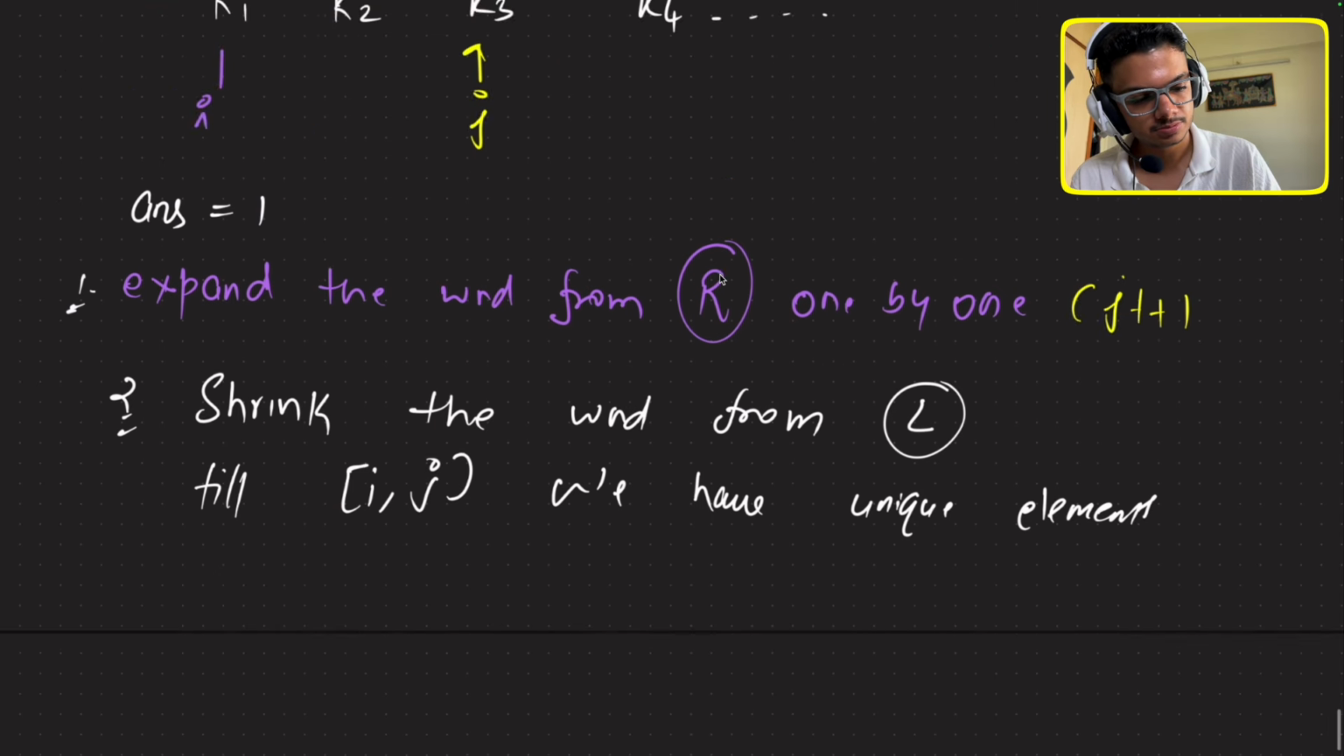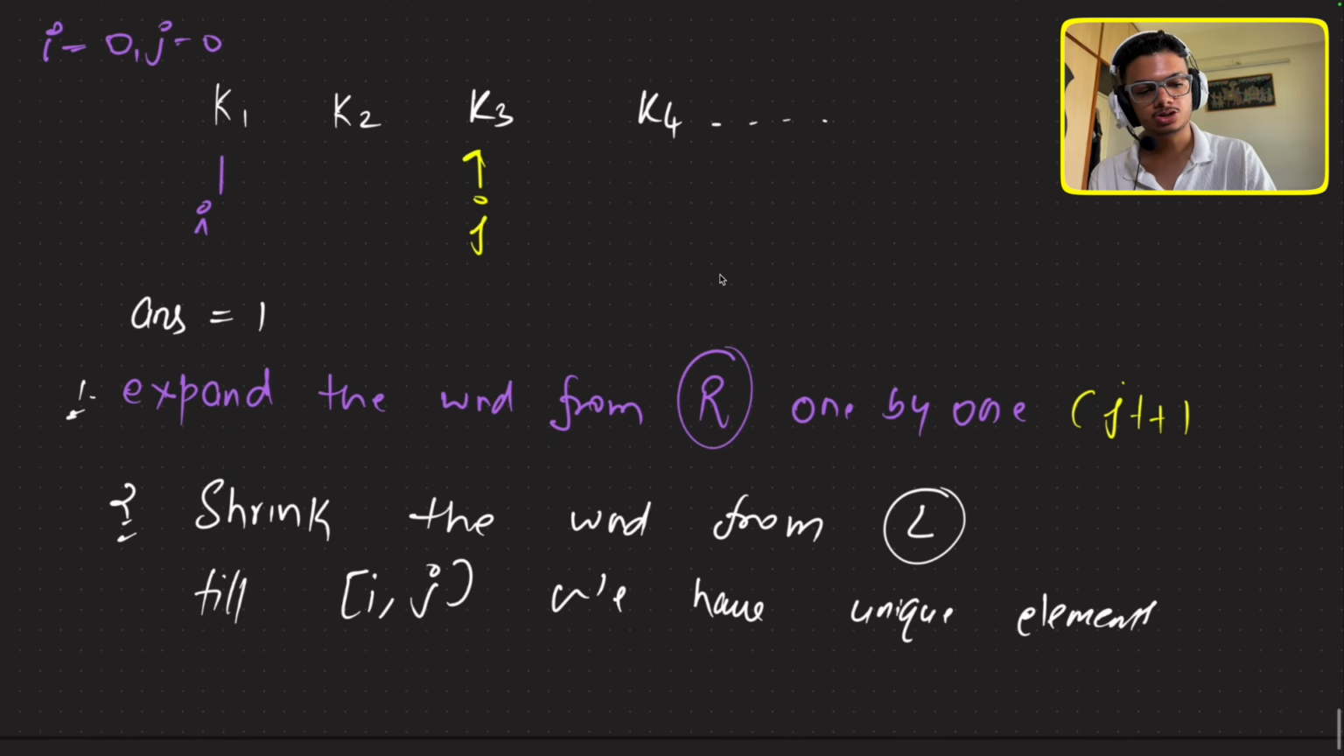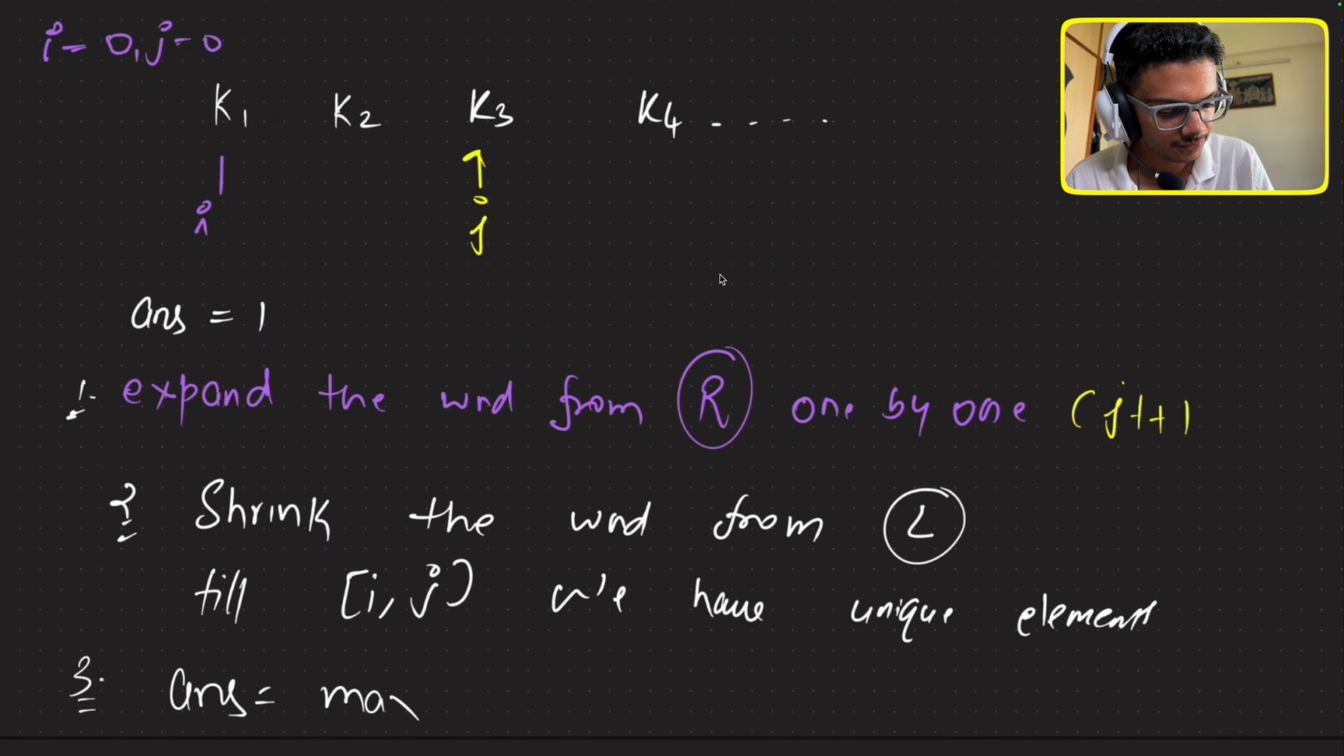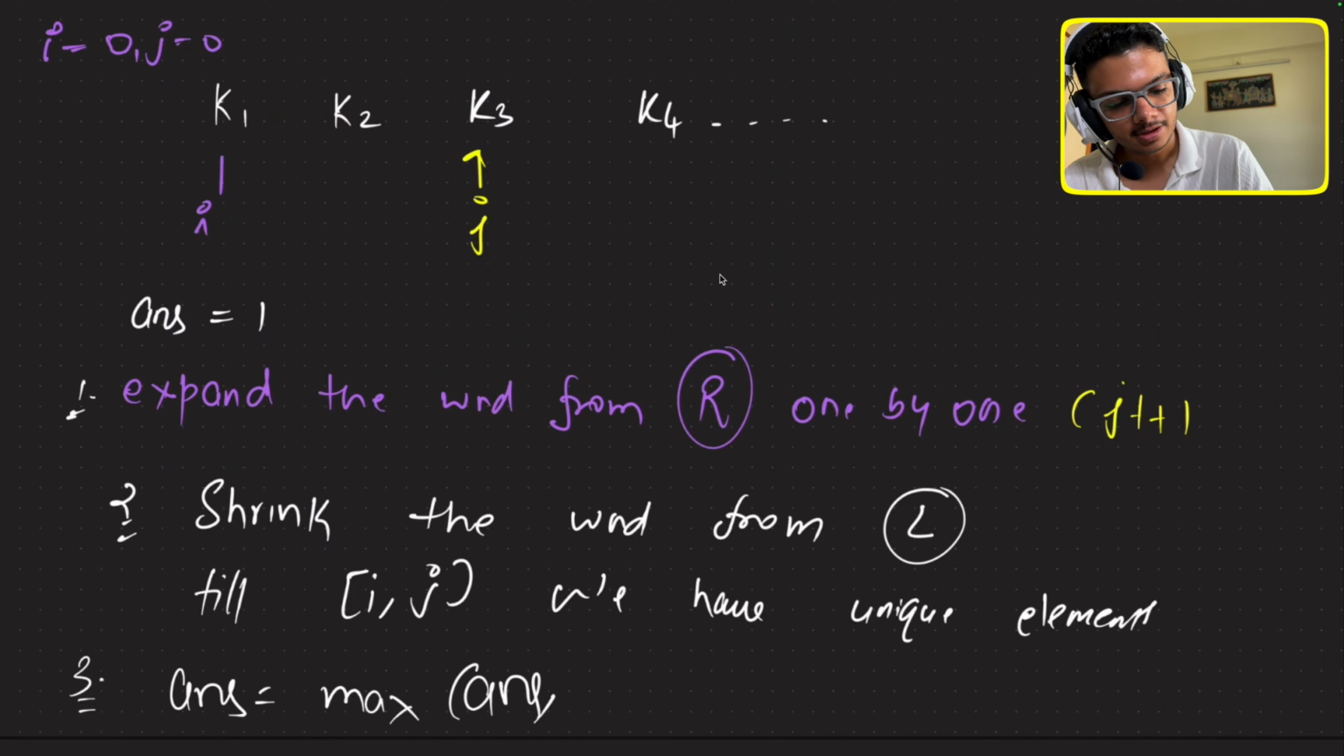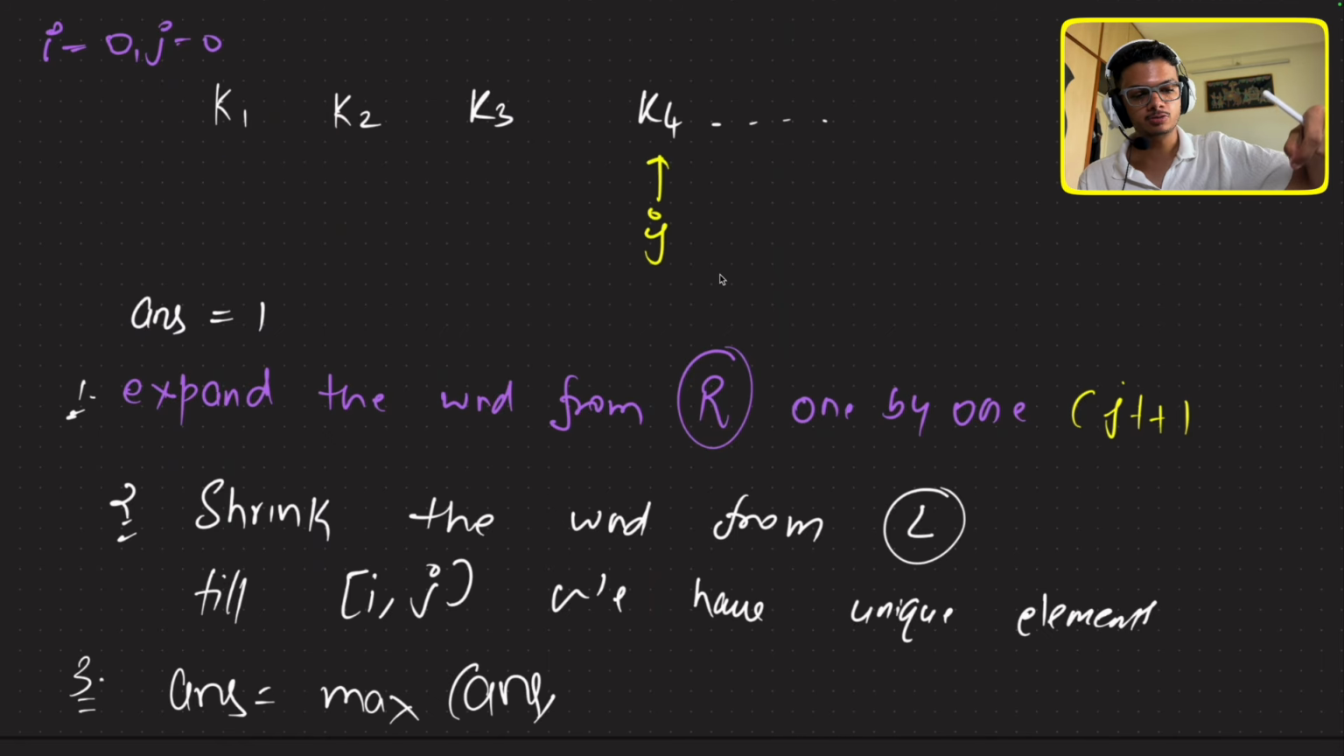And once we have that, you can just shrink the window and update our answer. The answer can be the max of the current value of the answer and this, which is the bound where you are trying to find your optimal answer. You know that in i to j you have unique elements. What is the number of unique elements here?